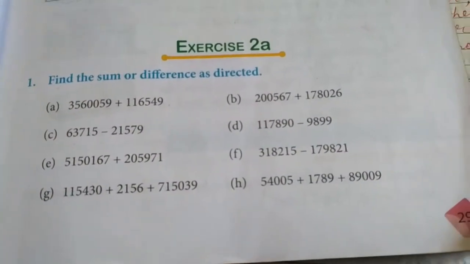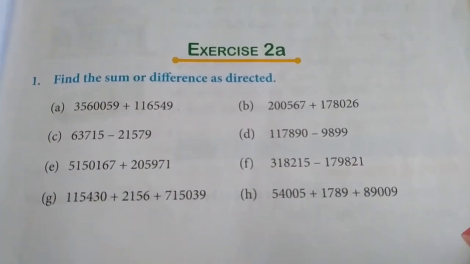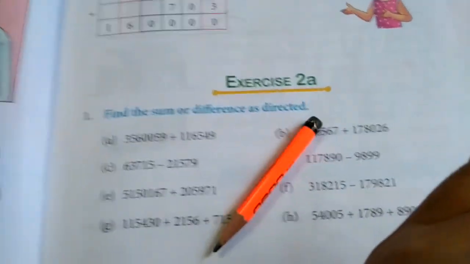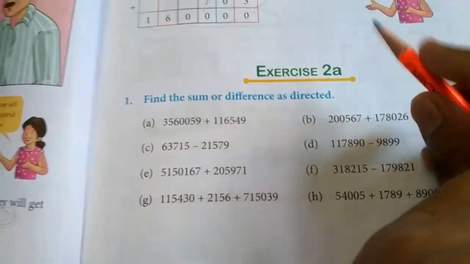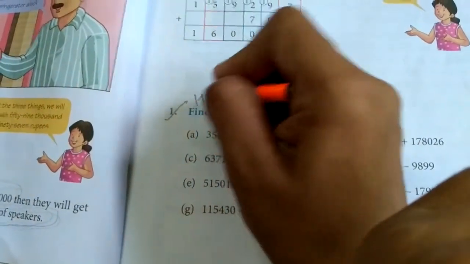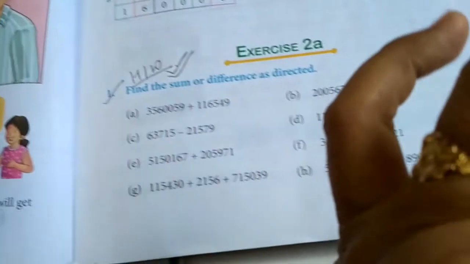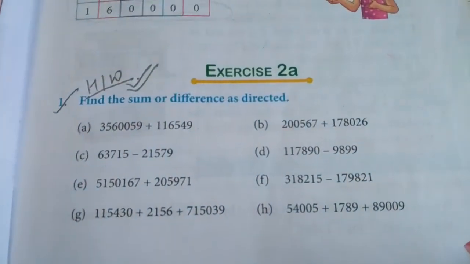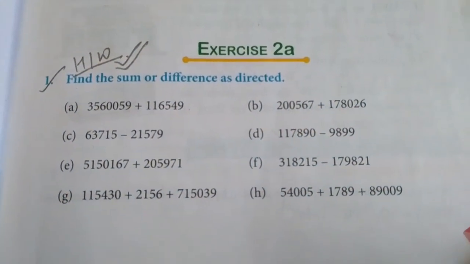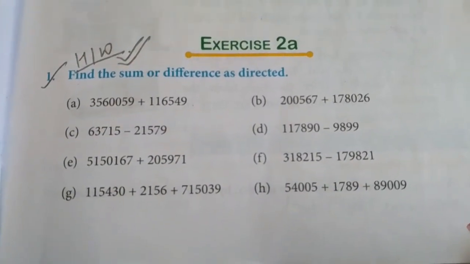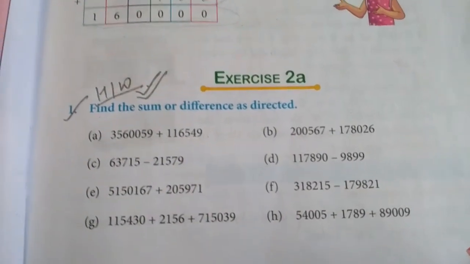Here is one exercise, exercise 2A. So I would like you to solve these sums. There are addition and subtraction sums mixed. So this is your homework. Do write the questions also and solve these sums in your notebook in neat and clean handwriting and in a stepwise method. Okay.